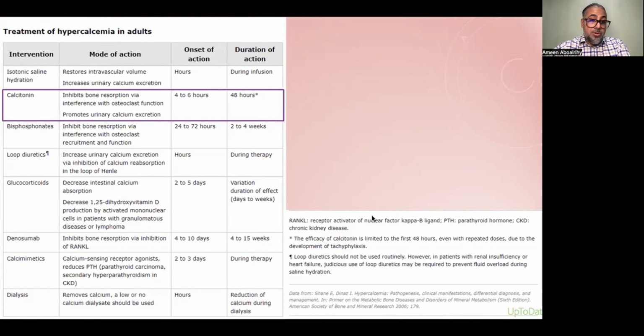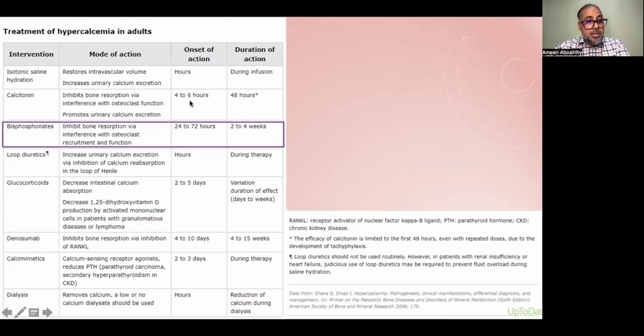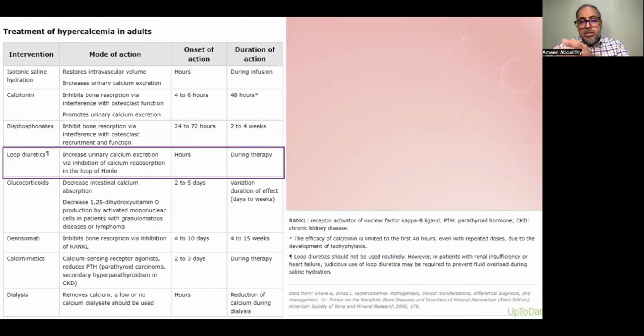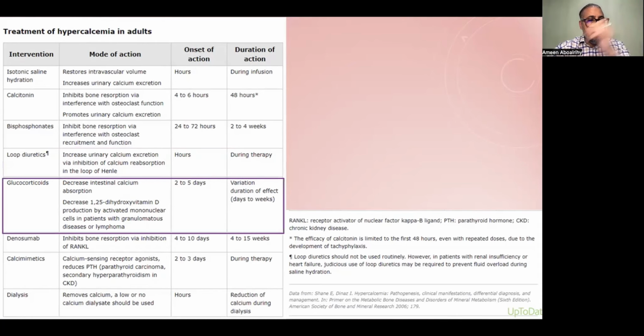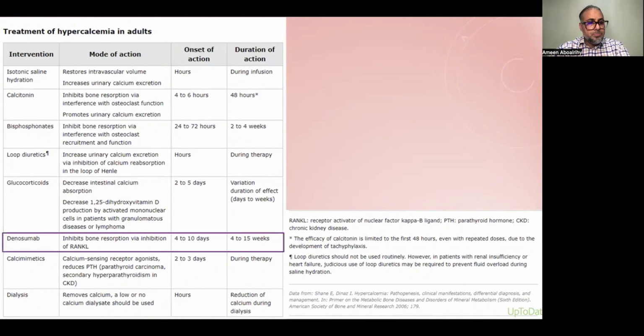Calcitonin works within 4 to 6 hours. Bisphosphonate, if there is no contraindication, of course, such as renal impairment. Loop diuretics, most of the time you don't need them, unless your patient is volume overloaded. Glucocorticoids, if you're thinking of a malignancy or granulomatous diseases, because those increase the absorption, as we said, of activation of 1,25 hydroxyvitamin D that is inhibited by steroids.